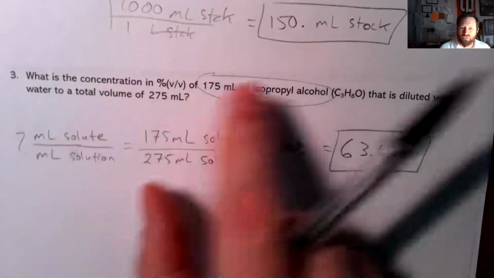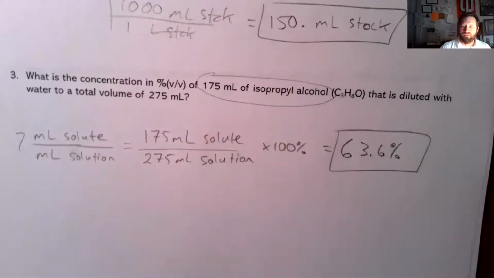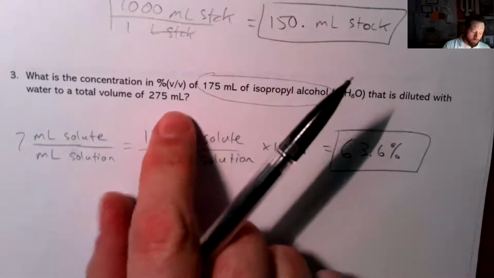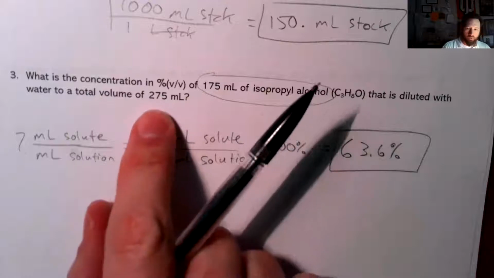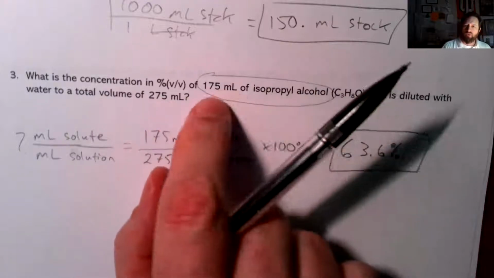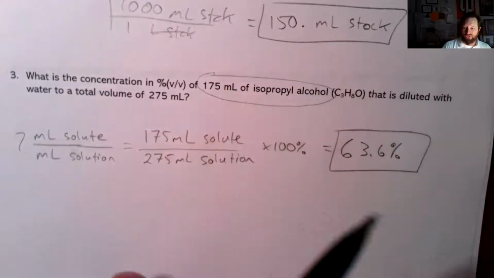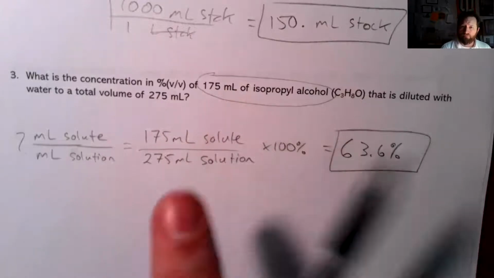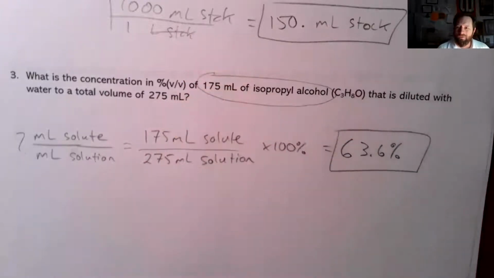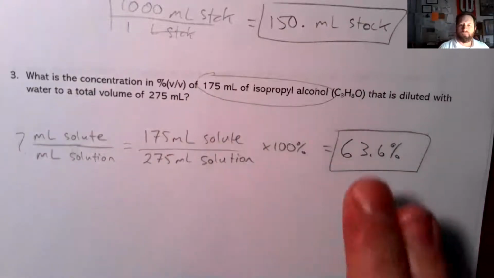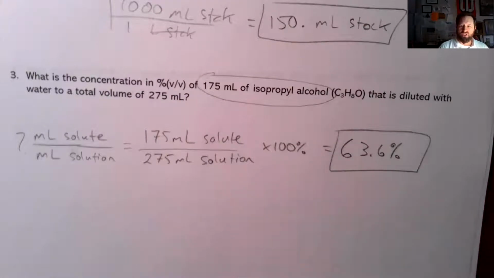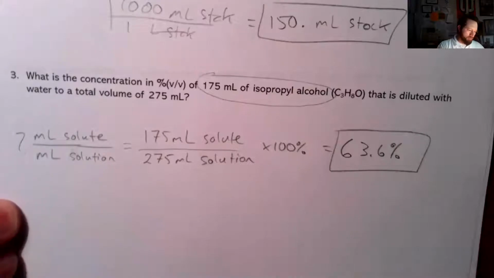Technically, the solute is whatever there is less of. So technically, we should be saying we're dissolving the 100 milliliters of water in the 175 milliliters of alcohol. So technically, the water is the solute, and the alcohol is our solvent because there's more of it. But for right now, I'm going to leave this as it is and call it 63.6% alcohol by volume.